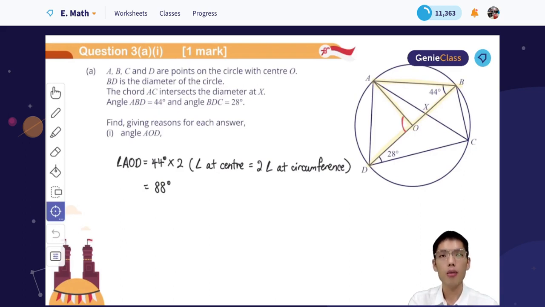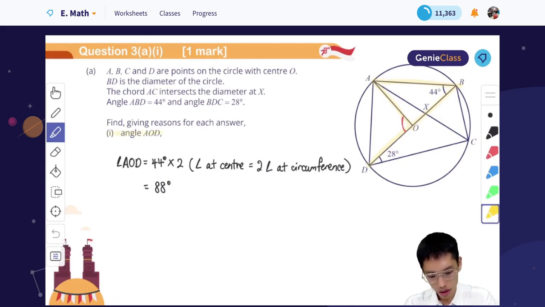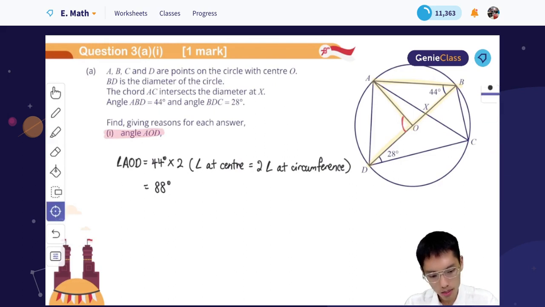Secondly, while looking at the amount of marks, look at the angle you are finding over here. AOD, in this case, is this particular angle. Thirdly, zoom into the angles that you are given. Are you able to relate any properties? Here, I can use this property: angle at center, which is AOD, is 2 times angle at circumference, which is what the given angle is at. So 44 degrees times 2 gives you 88.